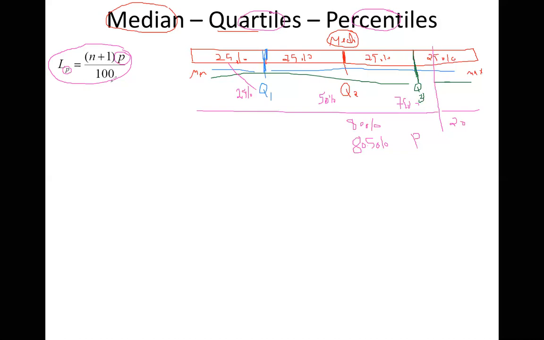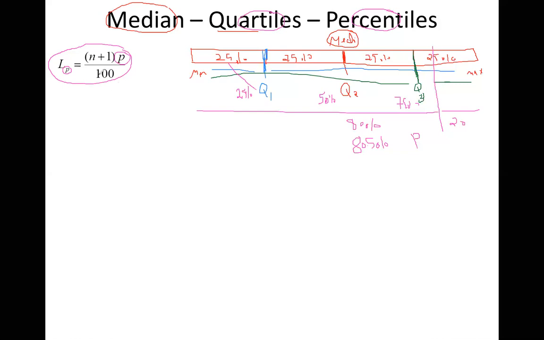What I need to say is that the median and quartiles are special cases of the percentiles. The median is the second quartile, so the median is a special case of the quartiles, and the quartiles are a special case of the percentiles. So this formula to find the position or location for any percentile after sorting the data, we are able to use.